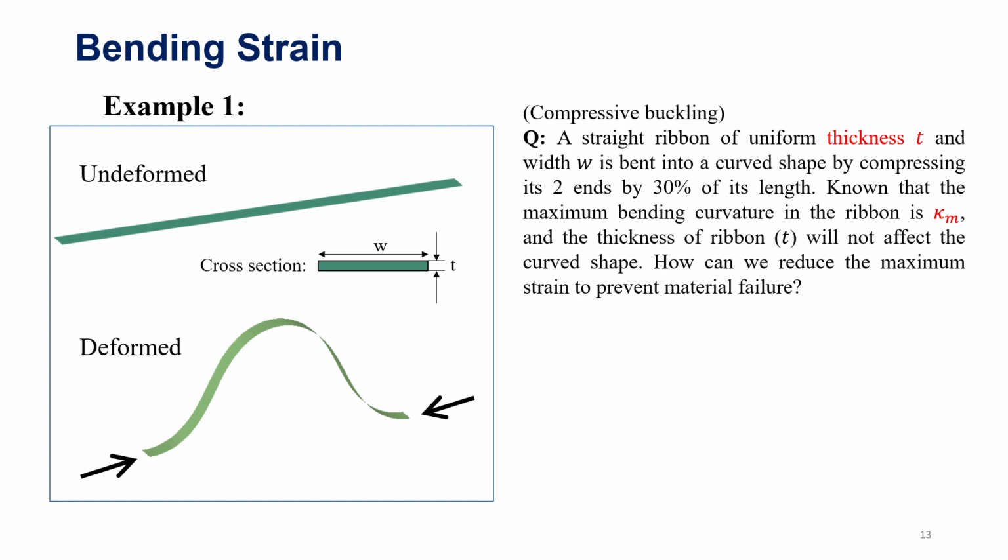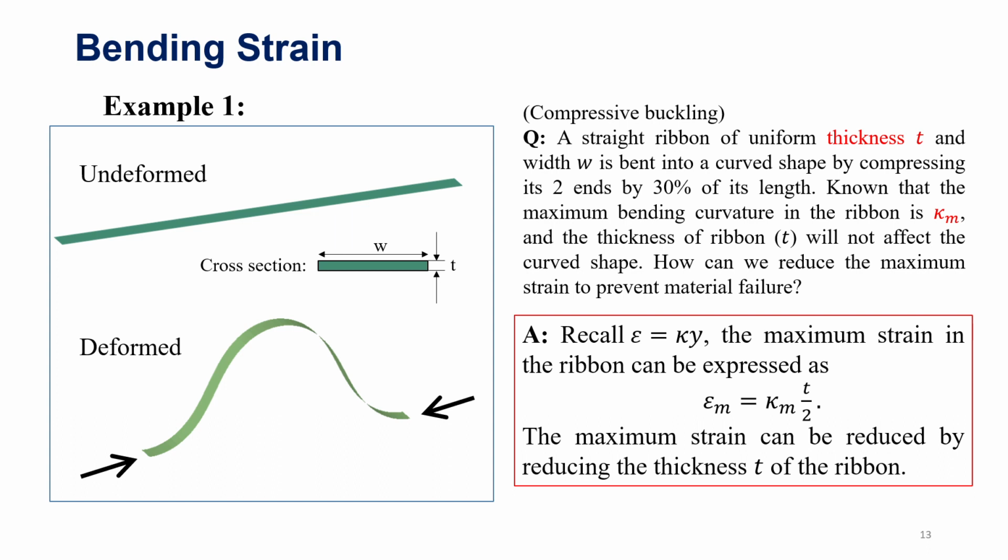Let me give you an example. Let's consider a straight ribbon of uniform thickness T and uniform width W, and this ribbon is bent into a curved shape by compressing its two ends by 30% of its original length. Knowing that the maximum bending curvature in the ribbon, let's assume it occurs at the top of the ribbon, is kappa m, and the thickness T of the ribbon will not affect the curved shape, how can we reduce the maximum strain in this ribbon to prevent the material from failure?